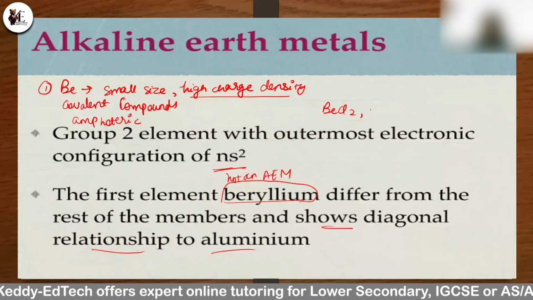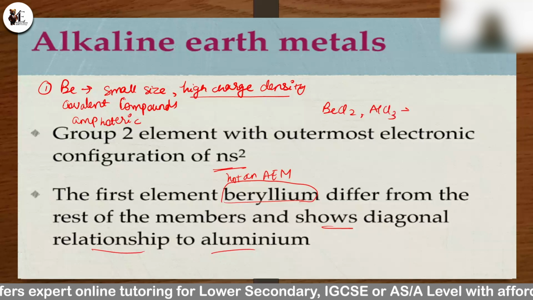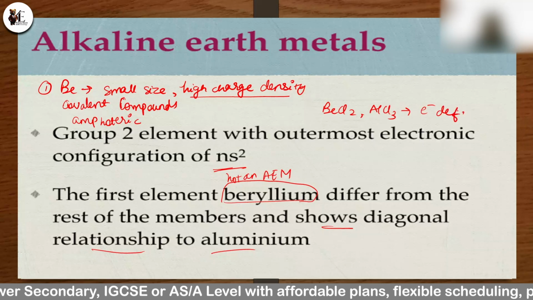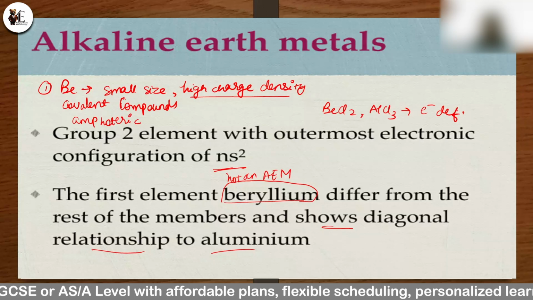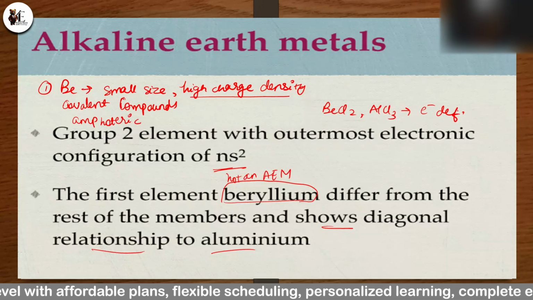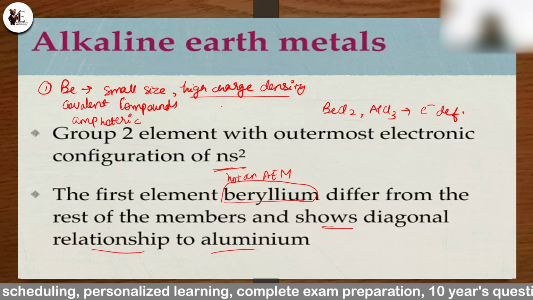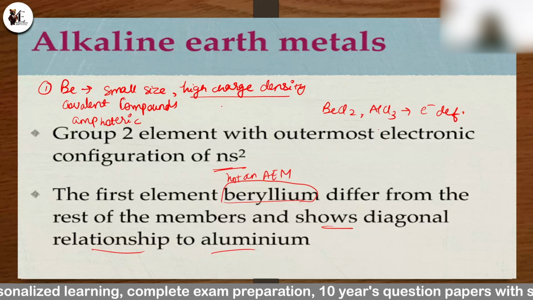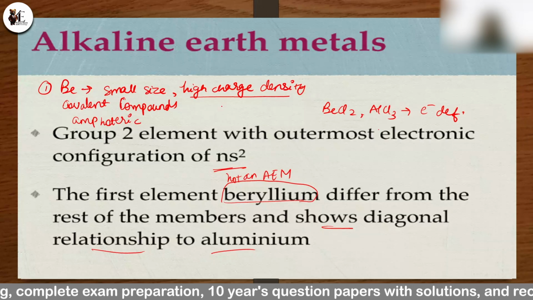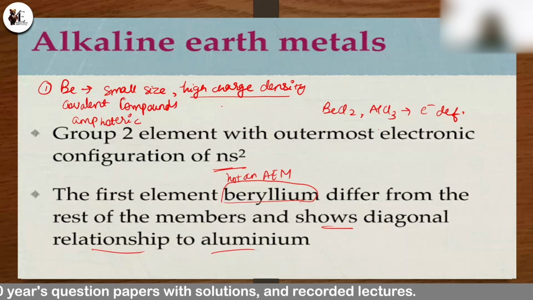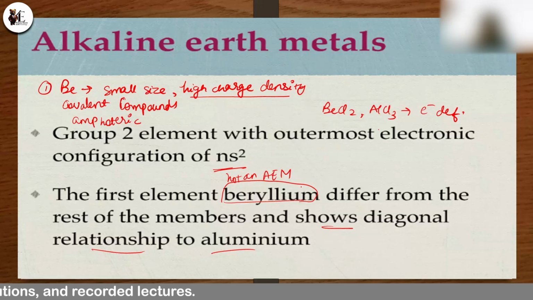BeCl2, AlCl3, they are your electron deficient molecules. Right, so here we are comparing the differences between beryllium and aluminium. No, we are not comparing the differences. We are matching the similarities between beryllium and aluminium. Aluminium also forms covalent compounds. Aluminium is also amphoteric. The aluminium oxides are also amphoteric, meaning it can act as both an acid and a base.